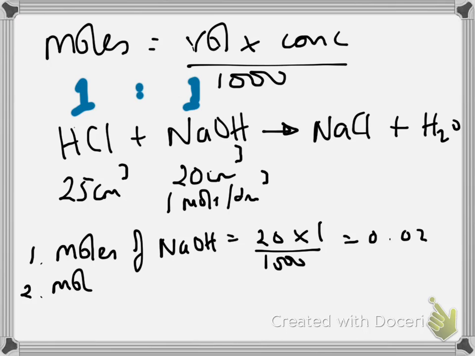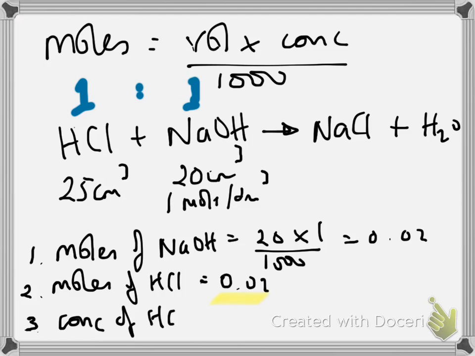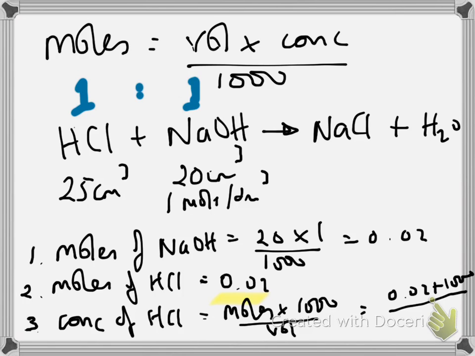Number 2, we can now work out the moles of HCl. If the moles of NaOH are 0.02, what are the moles of HCl? 0.02, because it's a 1-to-1 ratio. Good. And therefore, we can work out the concentration of HCl, which is what we were trying to work out, acid rain in Northampton. Concentration of HCl is equal to, what's the rearrangement? Moles times 1,000 over the volume. Moles times 1,000 divided by volume, which is 0.02 times 1,000 divided by volume.